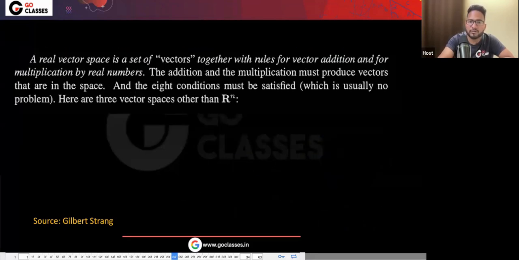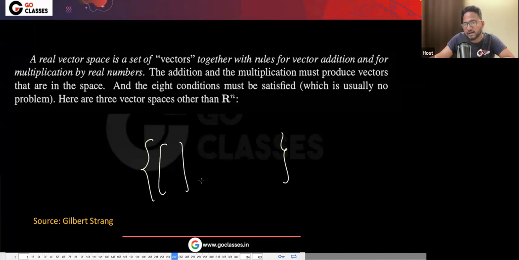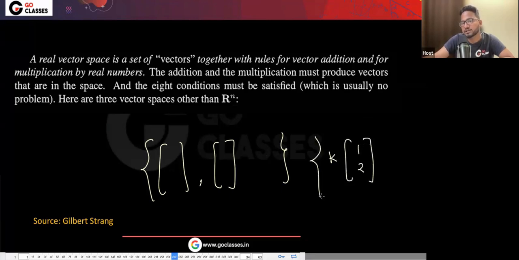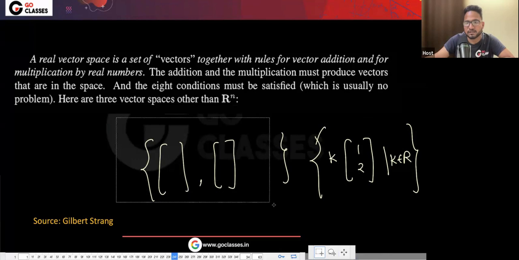Okay, I think now they have started building the definition of vector space. So what they're saying, a real vector space is a set of vectors, right? It is a set of vectors together with the rules for the vector addition and the multiplication by real numbers. So what they're saying is that you have a set of vectors such that, okay, there generally are infinitely many vectors. If it is a line, then the set of vectors are represented like this, right? Let's suppose the line is this. Then you can say this is the set of vectors, right? So if it is a line, then the set of vectors are like this.